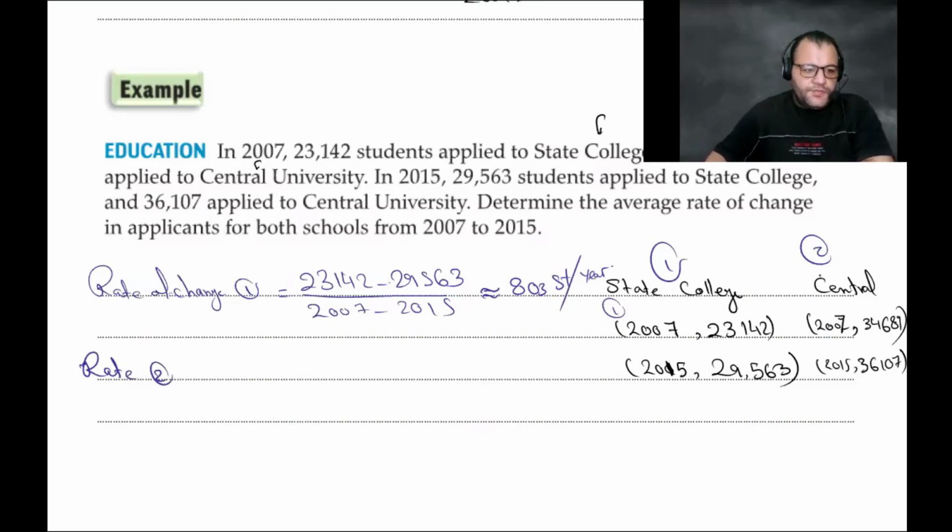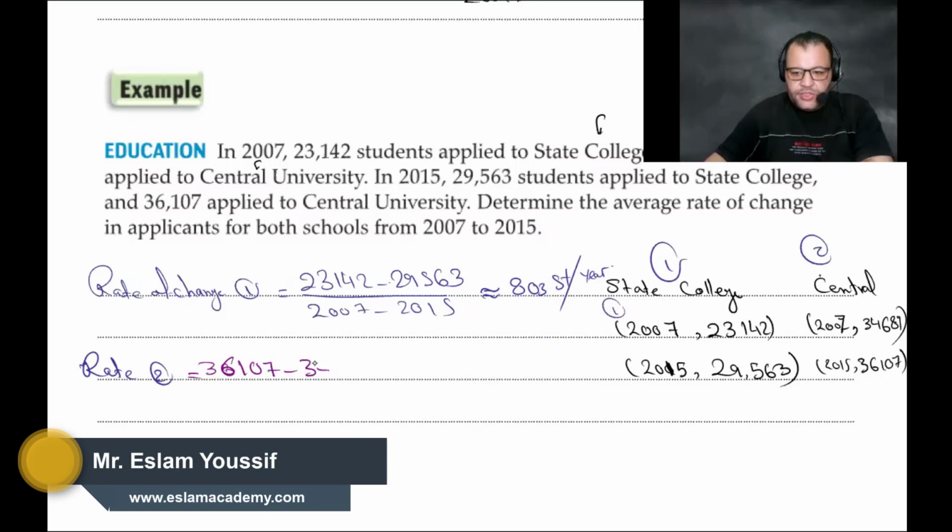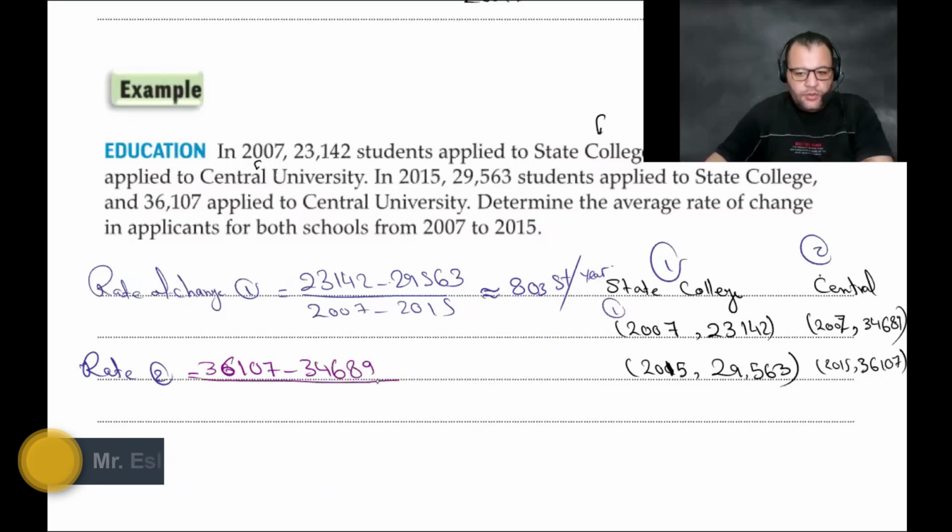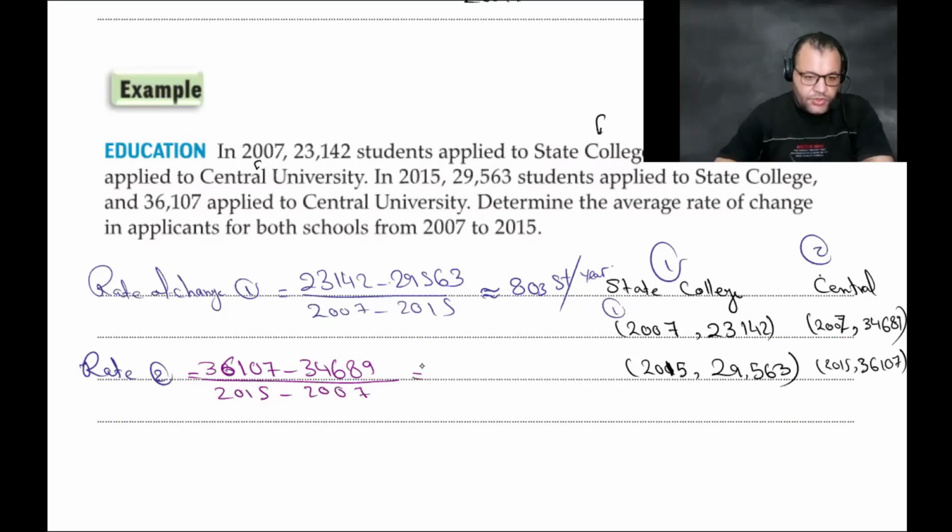The rate of change for the second one. It will be 36,107 minus 34,689 over 2015 minus 2007. So what is the answer for this one? 177.25. So it will be approximately equal to 177 students per year.